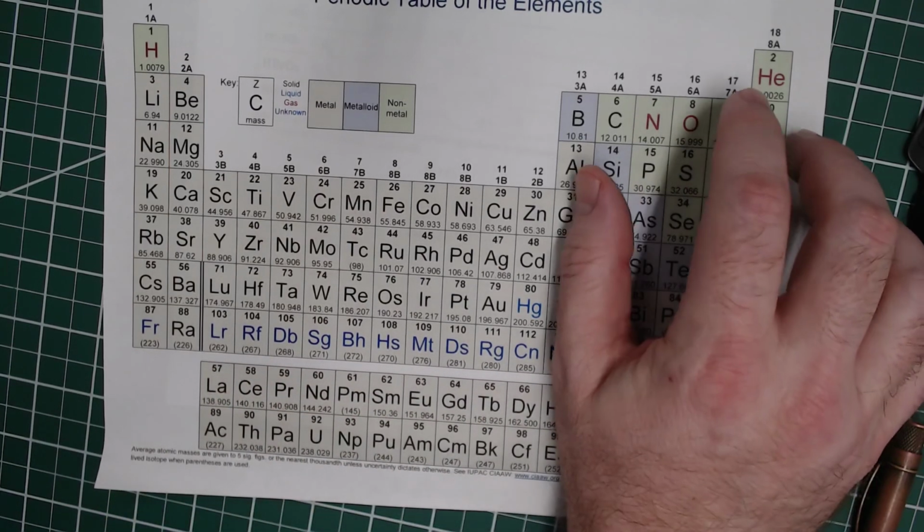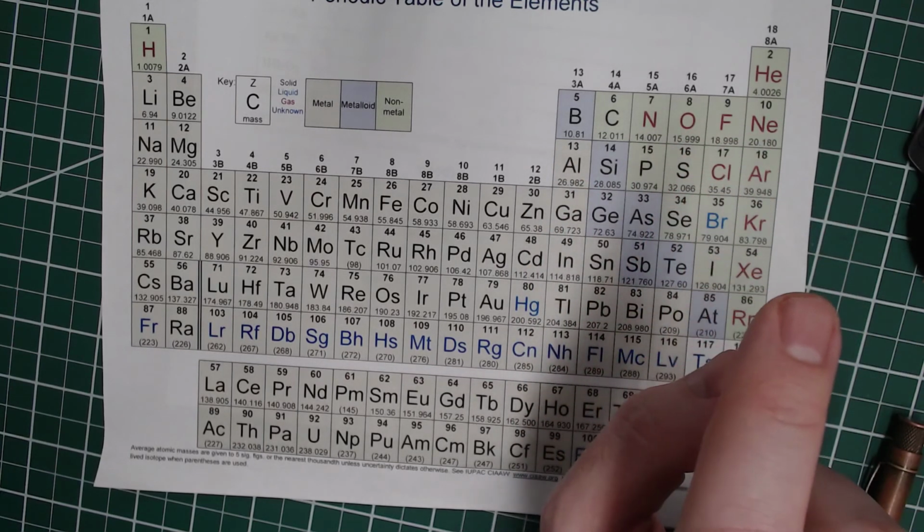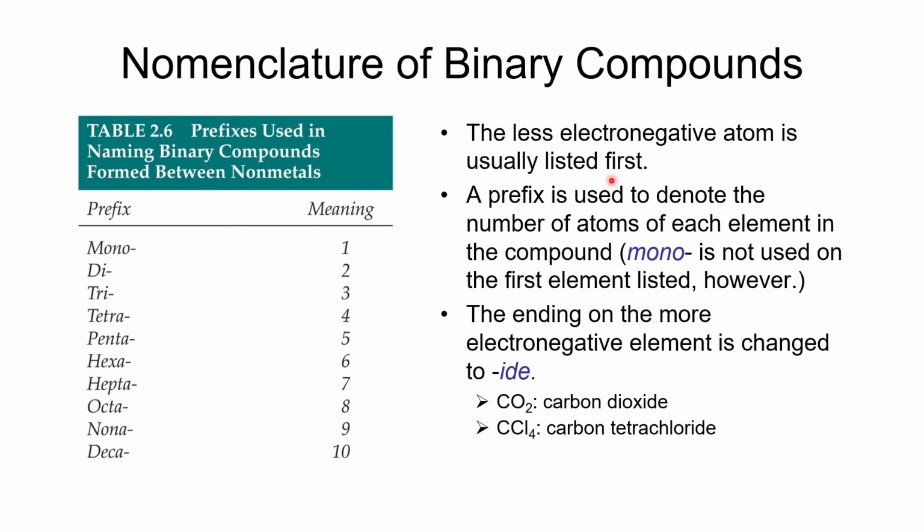We'll put the one that's further away from fluorine first, and then we'll put the one that is closer to fluorine second. We use prefixes, and the prefixes are listed over here: mono, di, tri. We'll go through those here in just a minute. We use prefixes to indicate the number of atoms of each element in the compound. We do not use a mono if the first element only has one of those atoms. So for example, CO2 is carbon dioxide. We would not call it monocarbon dioxide.